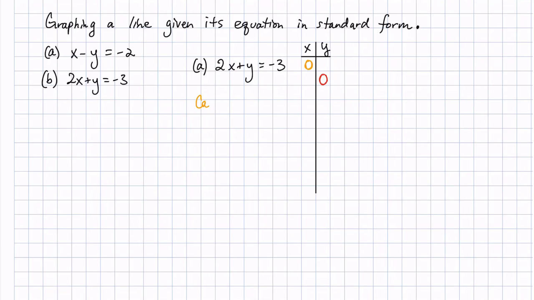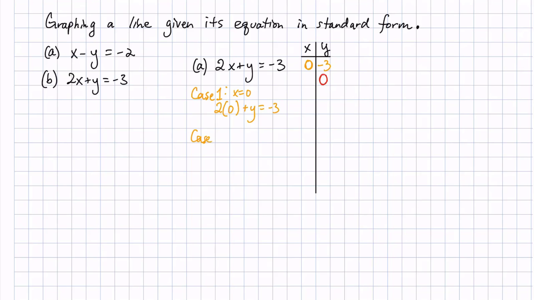So let's do case 1. Why don't I use the lines here? Case 1 is when x is 0. 2 times 0 plus y is equal to negative 3. That means we get y to be negative 3.